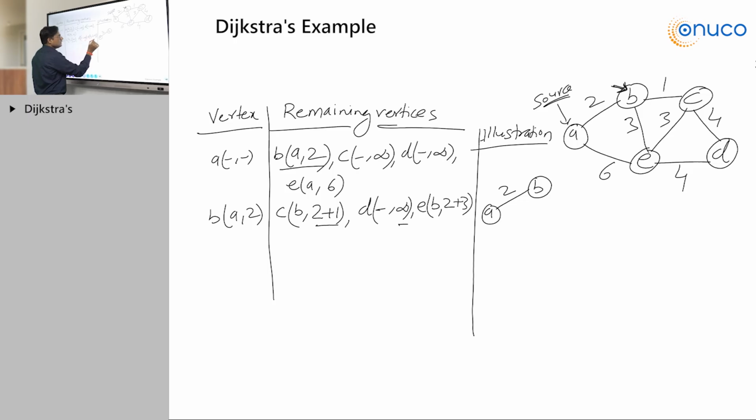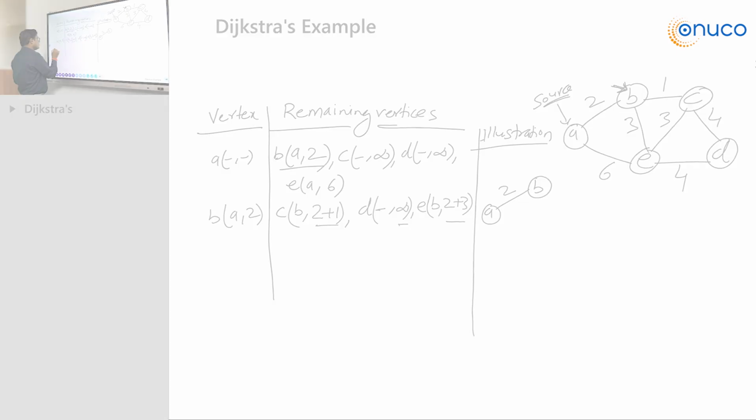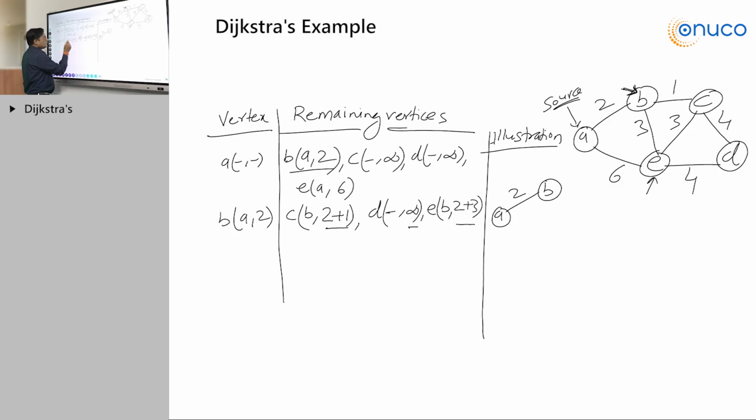Here is infinity, and here is 2 plus 3, which is 5. So of course 5 is lesser, so we are going to take it out. We can see that B to C is 2 plus 1, which is 3, where B to E is 2 plus 3, which is 5, and here is infinity. So if we see A to C is 2 plus 1, which is 3, and A to E is 2 plus 3, which is 5. Among these, 3 is minimum. Hence C we are going to take out. C, B, 3, and the rest of the vertices D and E we are going to recompute.